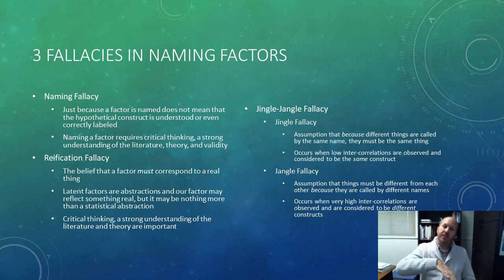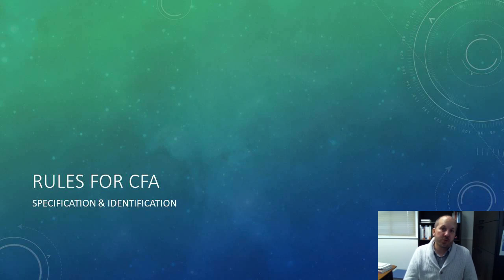The jangle fallacy is the opposite. Just because we think things are different doesn't mean that they really are. We may think satisfaction and happiness are different things, when in fact they might be the same thing. So this is again the opposite, where things that we would expect to have a low or moderate correlation, in fact, have a very high correlation, indicating that they might be the same thing. This is important when we're naming factors: to consider and remember these three fallacies, and not fall into one of these three. So now we're going to talk about the rules for CFA.